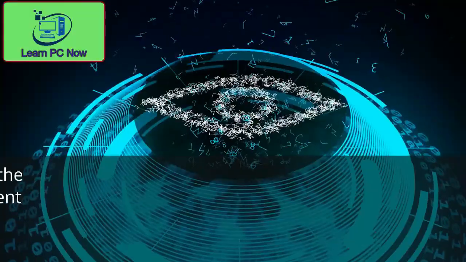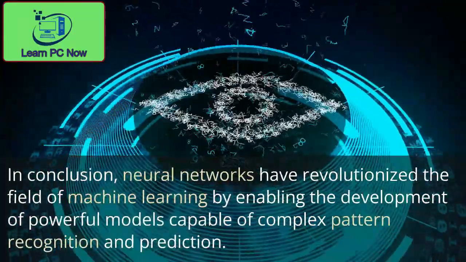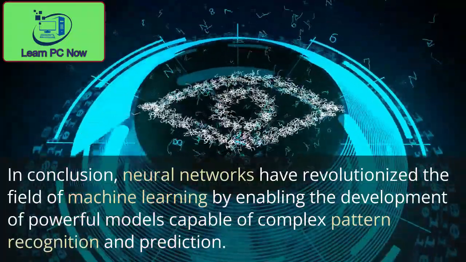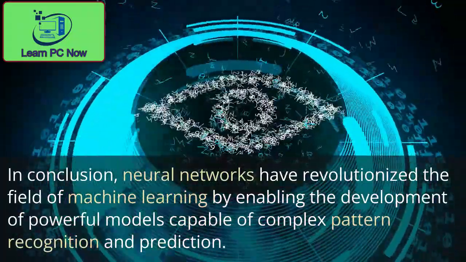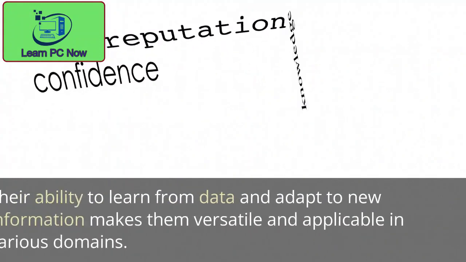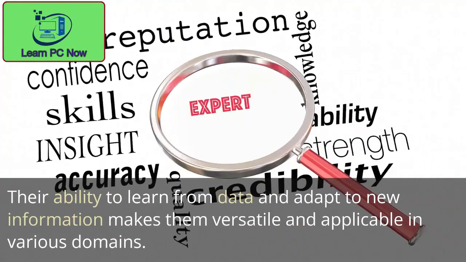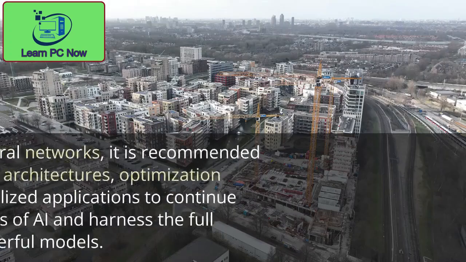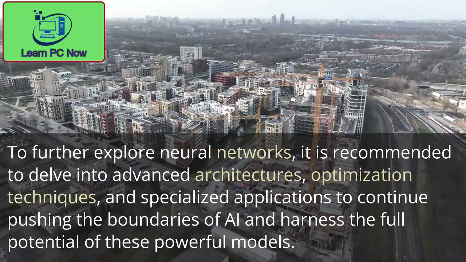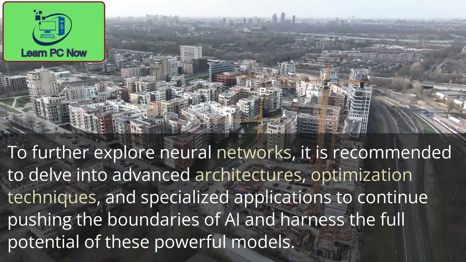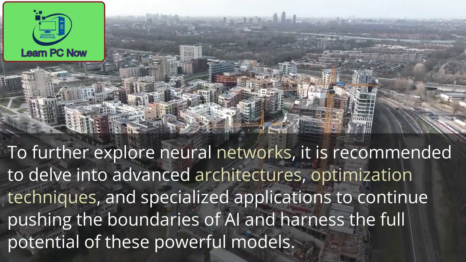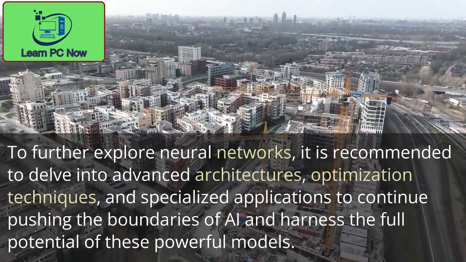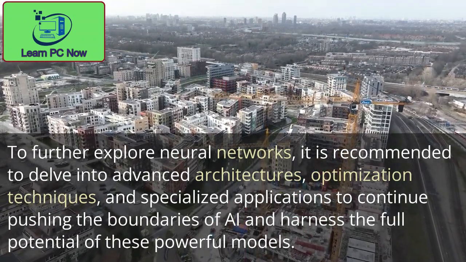Conclusion and next steps. In conclusion, neural networks have revolutionized the field of machine learning by enabling the development of powerful models capable of complex pattern recognition and prediction. Their ability to learn from data and adapt to new information makes them versatile and applicable in various domains. To further explore neural networks, it is recommended to delve into advanced architectures, optimization techniques, and specialized applications to continue pushing the boundaries of AI and harness the full potential of these powerful models.